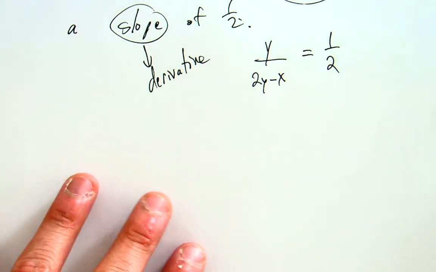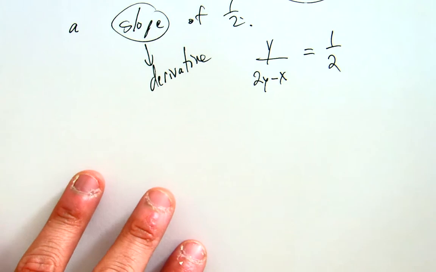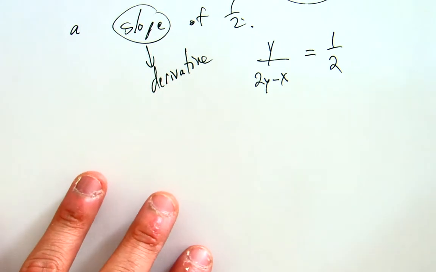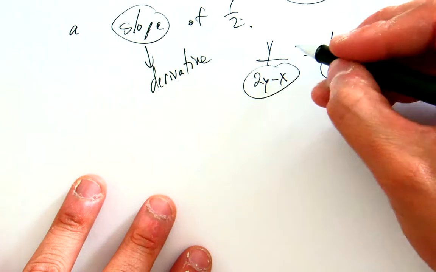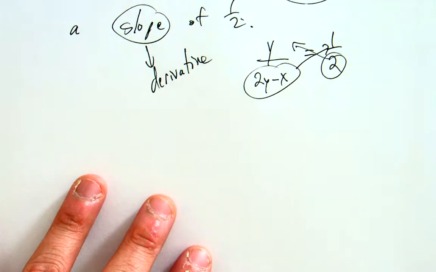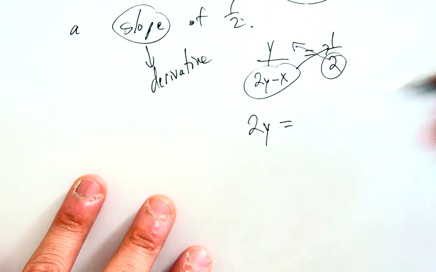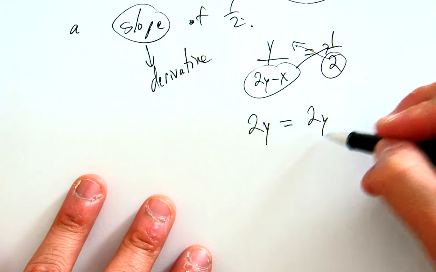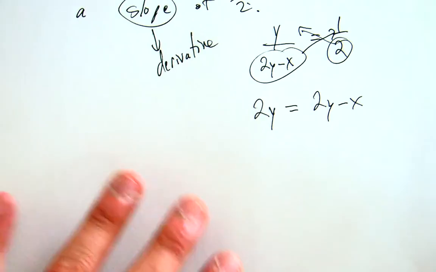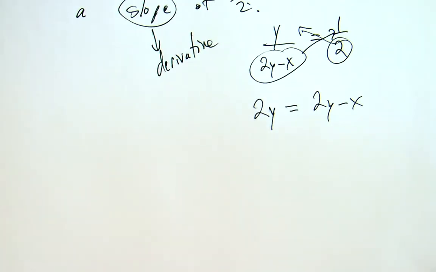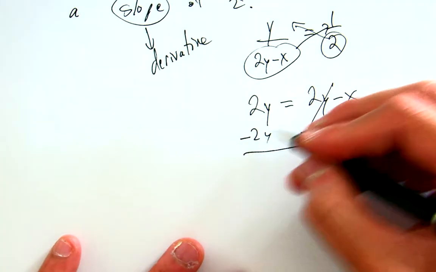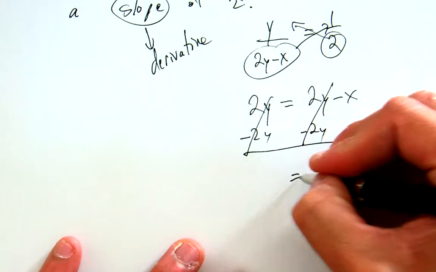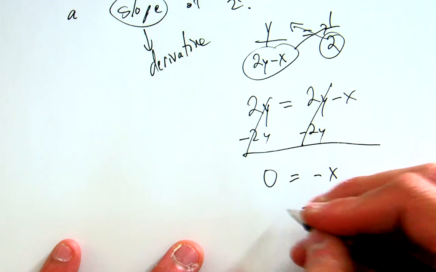Now this is what it boils down to. From here, we could just solve this. We can cross multiply over the equal sign, and that should give us 2y is equal to y minus x. Let's subtract 2y from both sides, and you get something interesting. These cancel, and you end up with negative x is 0. So thus x is 0.